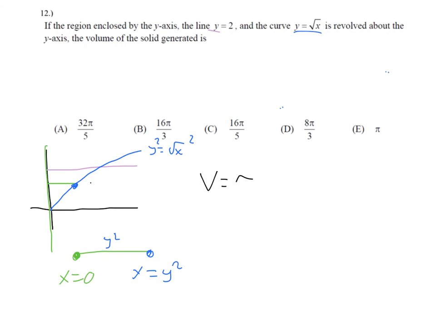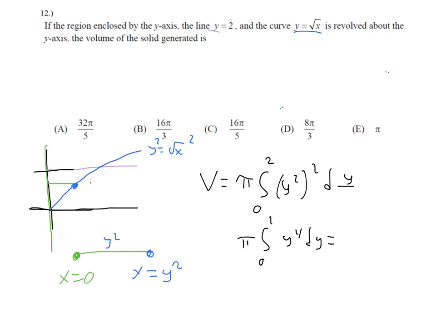Volume is equal to pi times the definite integral of y squared squared with respect to y. And so if this is with respect to y, our lowest y value is 0, and our largest y value is 2. Well, pi times the definite integral from 0 to 2 of y to the 4th dy. The antiderivative of y to the 4th is y to the 5th over 5 from 0 to 2. Don't forget to multiply by pi. 2 to the 5th is 32/5 pi.